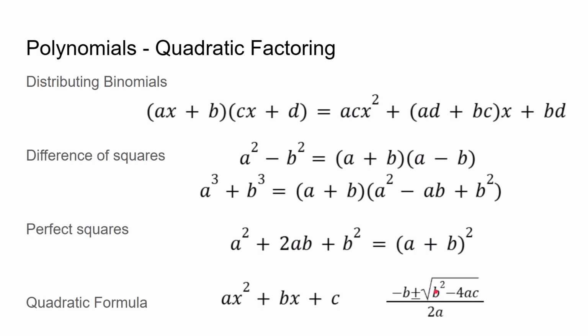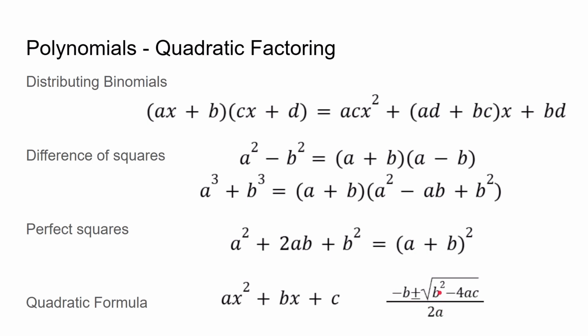So if b squared minus 4ac is a positive number, then you will have two solutions because you imagine you're plus or minusing the square root of a positive number. If b squared minus 4ac is exactly 0, then you'll have one solution because plus or minus 0 is just the same thing as 0, right? So the only solution will be negative b over 2a.